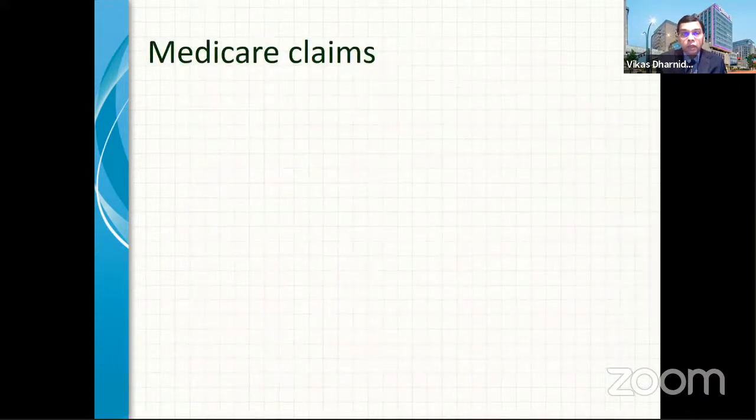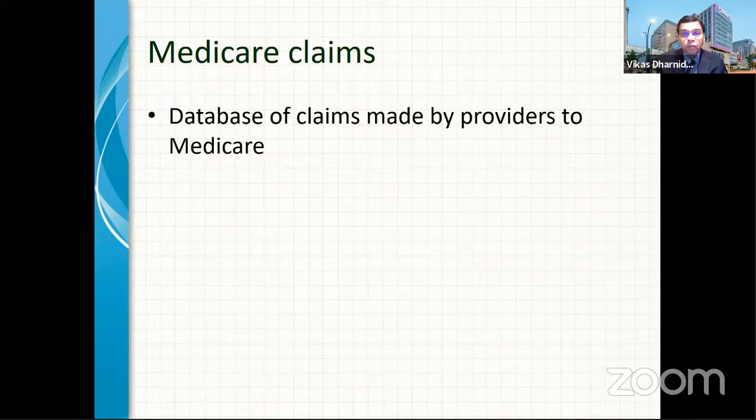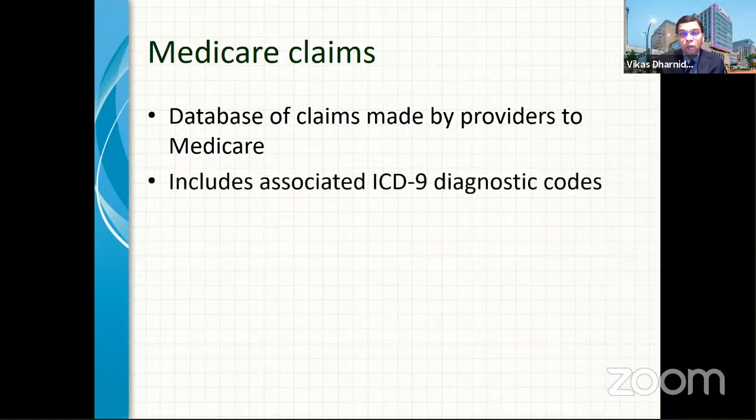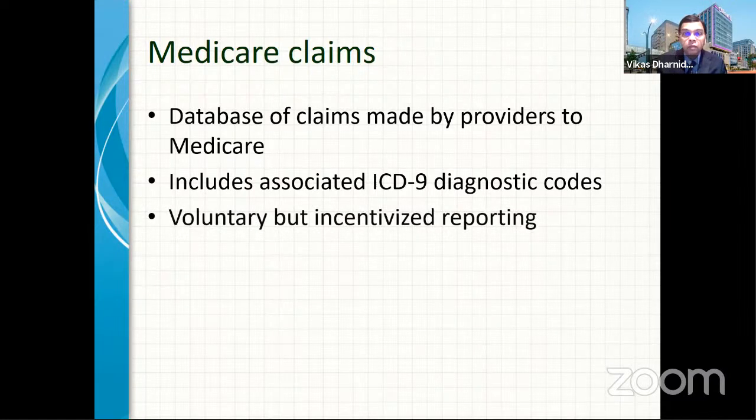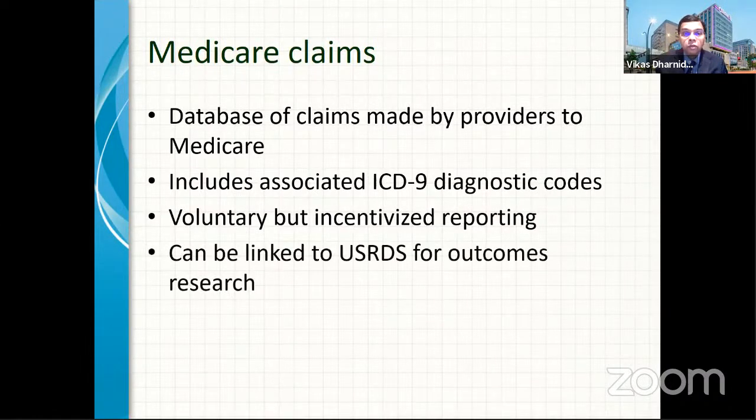So in the USRDS, they actually have available what are called Medicare claims. When we submit any data to an insurer, we have to submit a formal claim to get payment, and we have to associate diagnostic codes for that. At the time that we did the study, the United States was using what were called ICD-9 codes. Now we have shifted to ICD-10. And this means that though it is a voluntary system of reporting, it's incentivized, because if we do not submit a claim, we do not get any payment. So these Medicare claims are available through the USRDS.